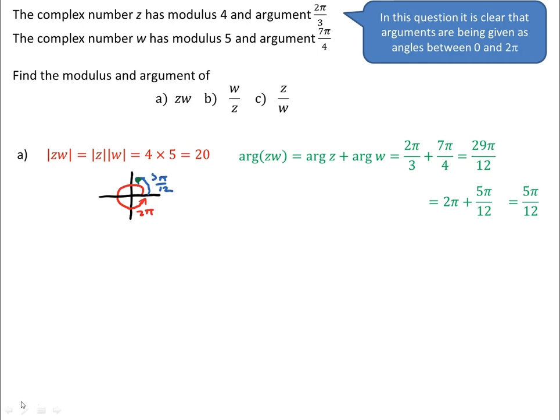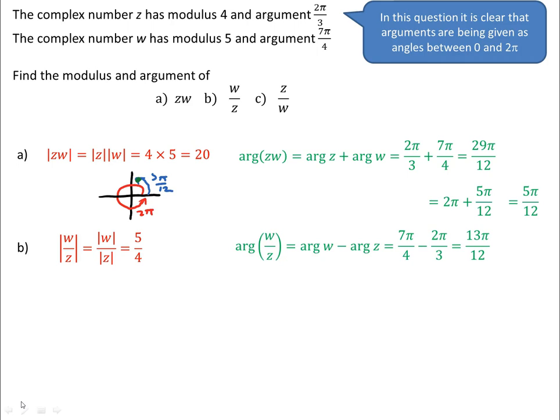For part B, we want the modulus and argument of w over z. Well, the modulus of w over z is the modulus of w divided by the modulus of z, which is 5 over 4. The argument of w over z is going to be the argument of w take away the argument of z, which is 7 pi by 4 take away 2 pi by 3, which is 13 pi by 12. We've no problem with that because that is certainly between 0 and 2 pi.